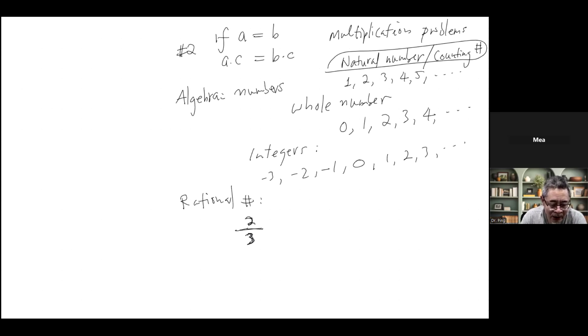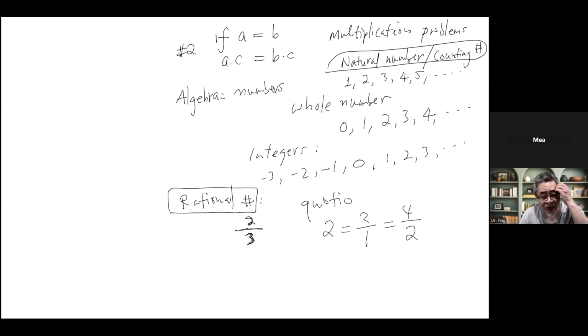Okay, so what's the definition of a rational number? A rational number is any number you can write as a quotient of integers. So for example, 2 divided by 3, which is 2/3. That's a quotient. That's what quotient means. And if we have a number like 2, we can always write it as 2 divided by 1, or 4 divided by 2. So therefore, any integers we can also write as fractions. So they all belong to the same family. It's called the rational numbers.